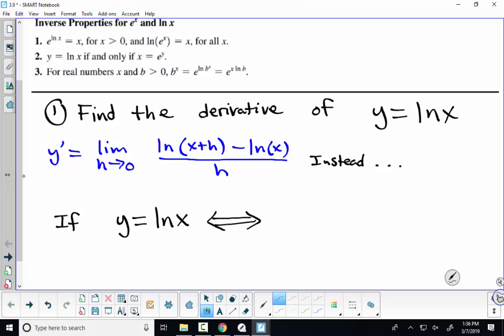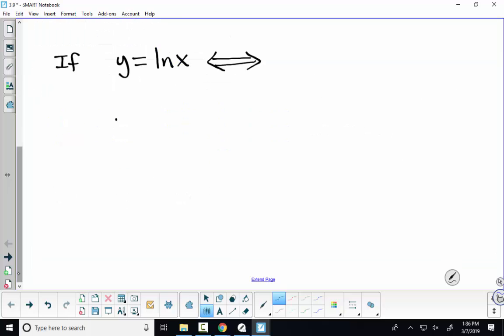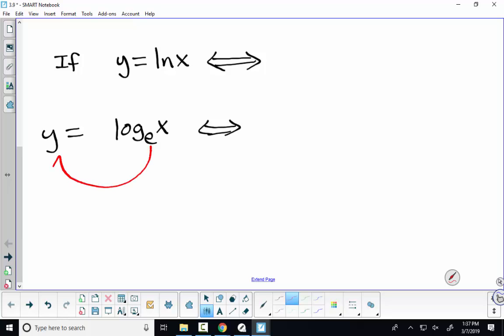Close. It's right here in number 2. y is equal to the natural log of x if and only if x is e to the y. Do you remember the mnemonic sometimes called rolling the logarithm? To convert a logarithmic equation: this is really the log base e of x equals y. In order to convert a logarithm into an exponential, we take e to the power of y and set it equal to x. So we roll the log.